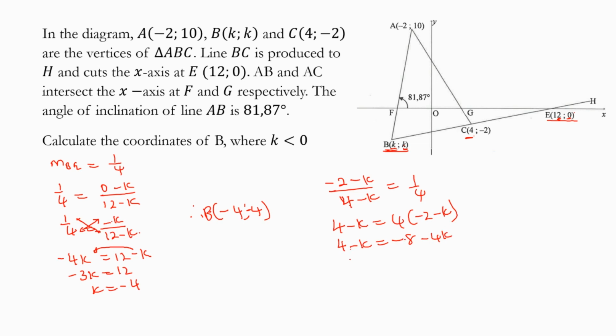Bring negative 8 this side, it becomes 12 is equal to, bring negative k this side, it becomes negative 3k. Divide by negative 3 on both sides, negative 4 is equal to k. See that? You can do that also. Right, let's go to the third alternative.